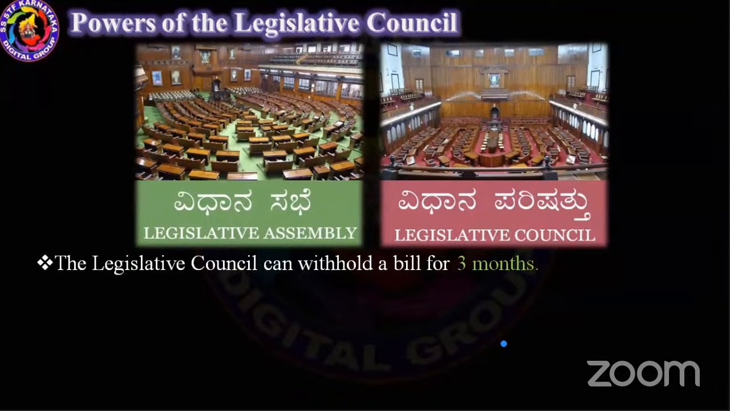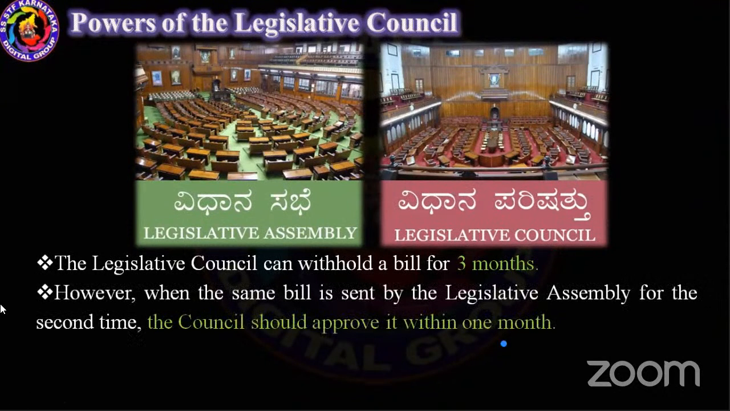The legislative council can withhold a bill for 3 months. Here, the legislative council can hold that bill for 3 months, but later onwards they have to send it to the legislative assembly. However, when the same bill is sent by the legislative assembly for the second time, the council should approve it within 1 month.